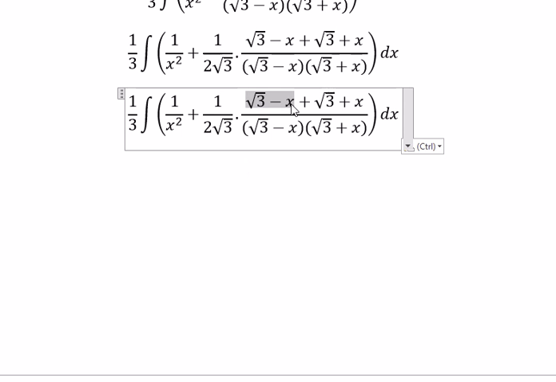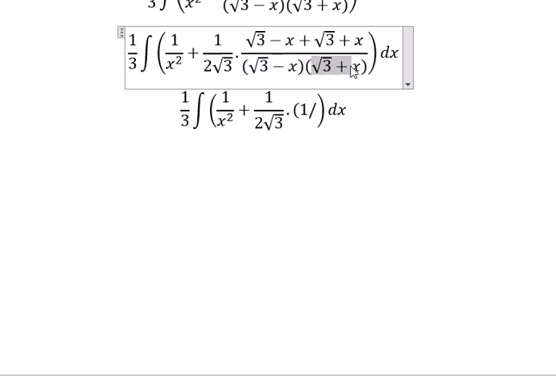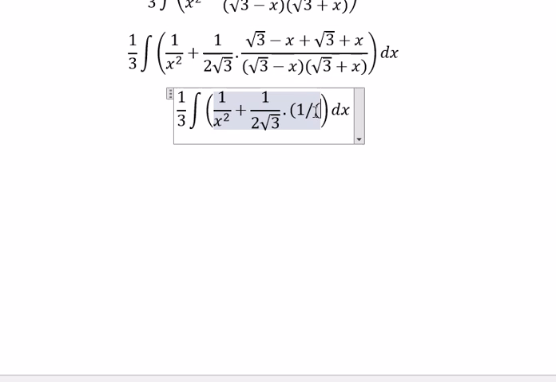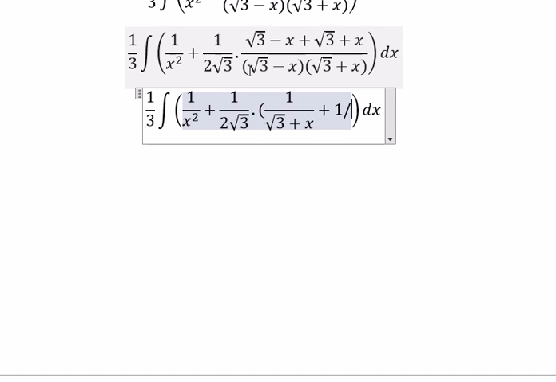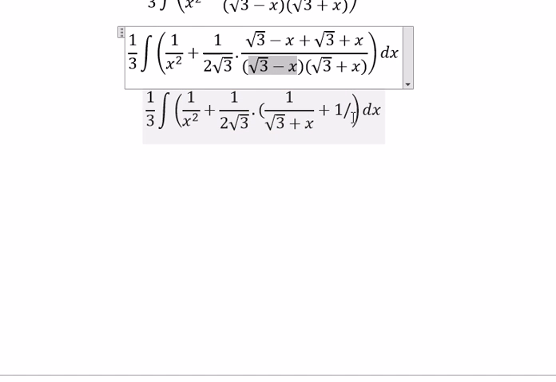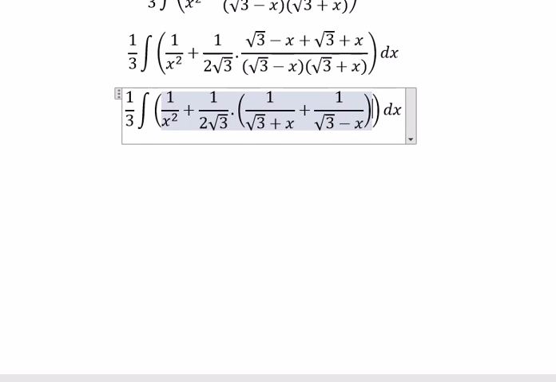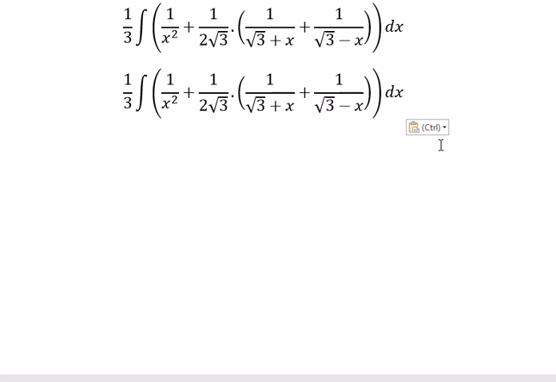This one divided by this one, and this one divided by this one. So you will get 1 over the square root number 3 plus x and 1 over the square root number 3 minus x. Now we can get the final answer.